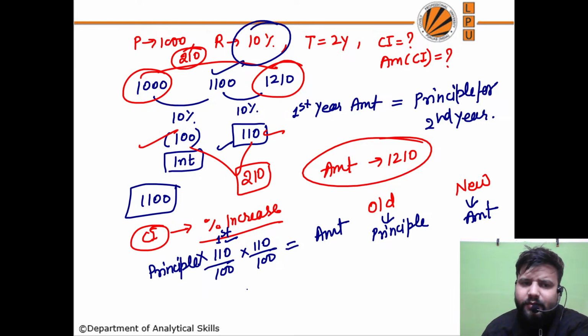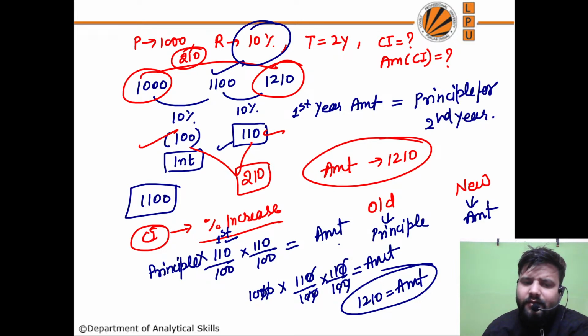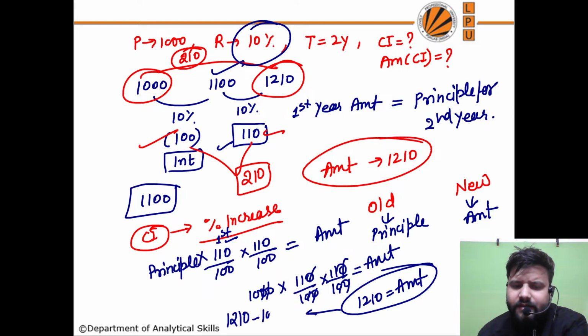If you want to do it in one line, principal is 1000. So 110 divided by 100 into 110 divided by 100 is equal to your amount after 2 years. If you cancel it, the 4 zeros will get cancelled and you are left with 1210, which is your amount after 2 years, isn't it? If you want to calculate only interest, that would be 1210 minus your principal, which is 1000. So your answer would be 210 in that case also.